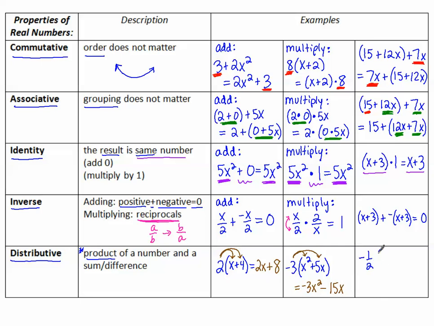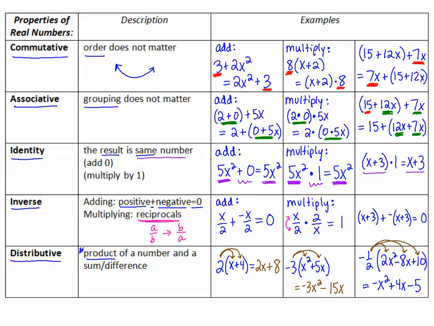Negative a half times the quantity 2x squared minus 8x plus 10. When I distribute, I multiply this times everything in that quantity, and it makes negative a half times 2 is negative x squared. Negative a half times negative 8 is positive 4x. Negative a half times 10, negative 5.